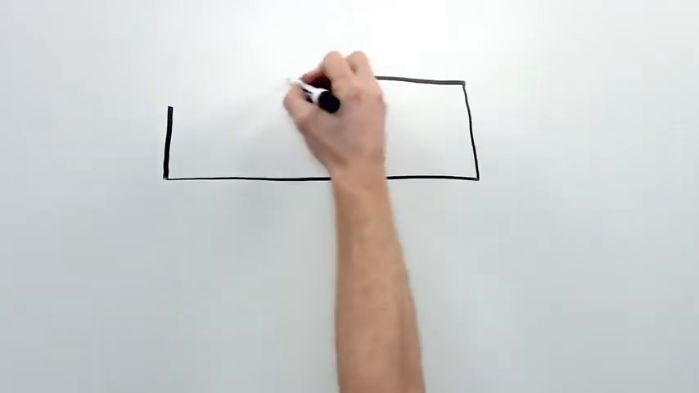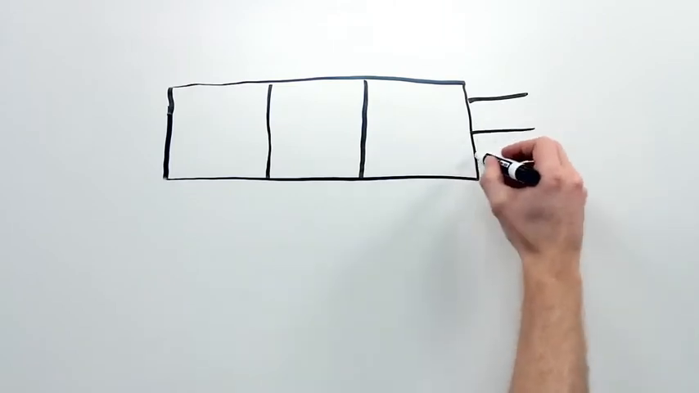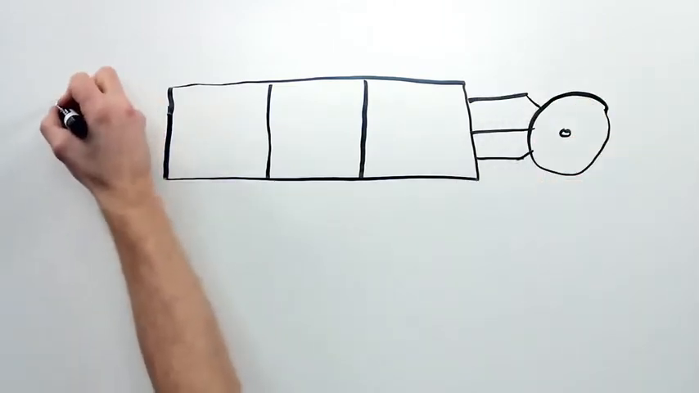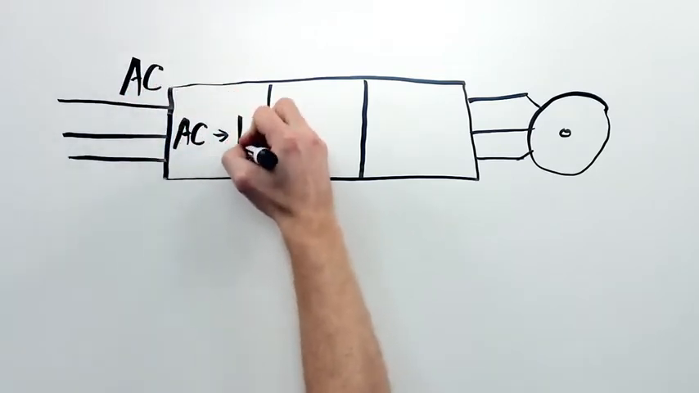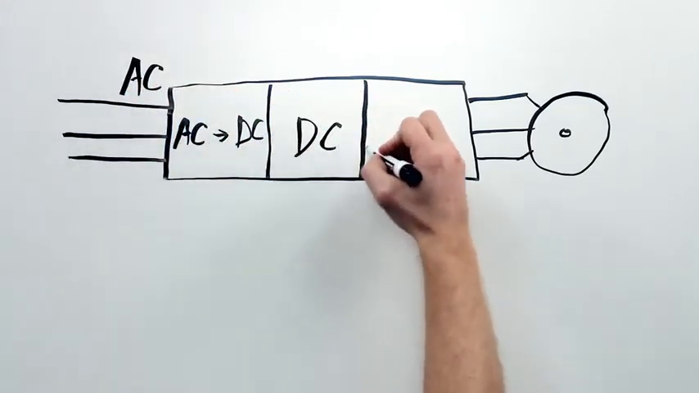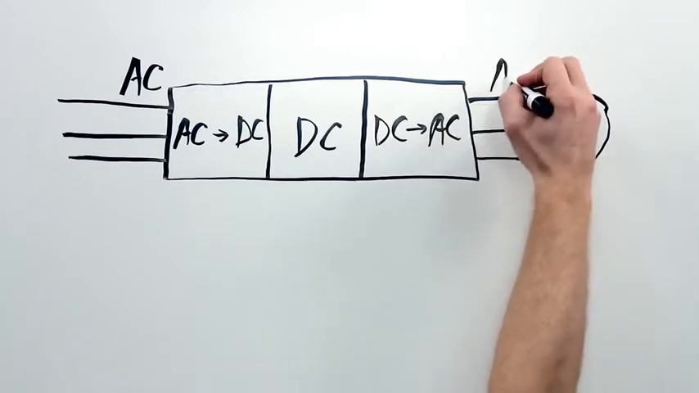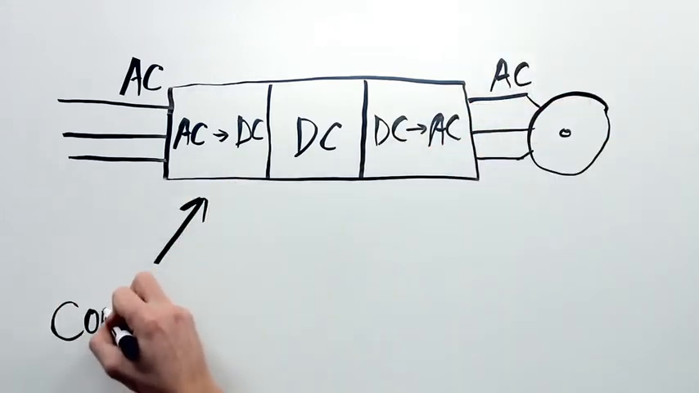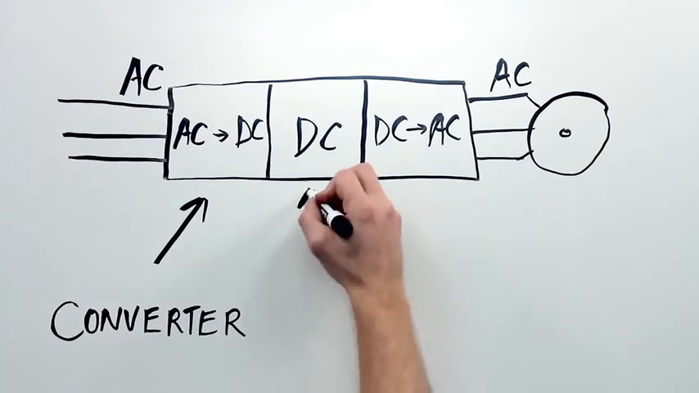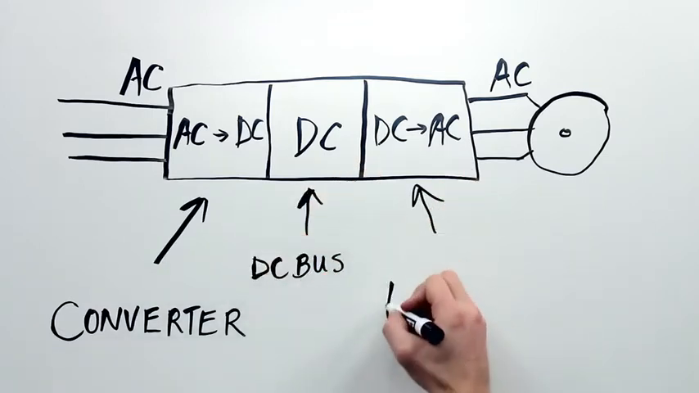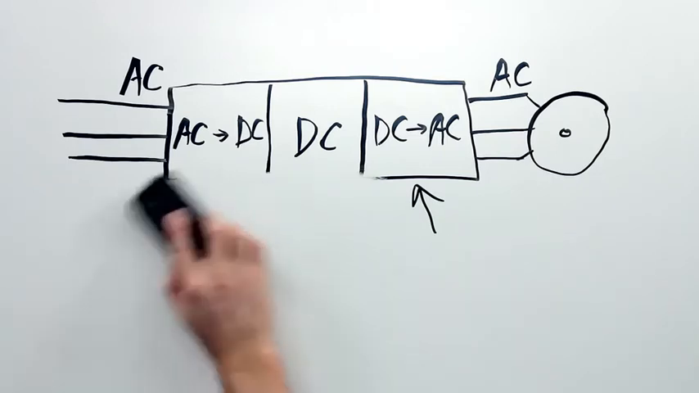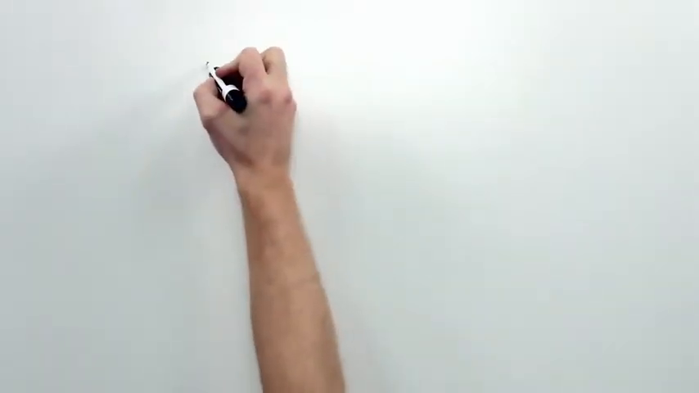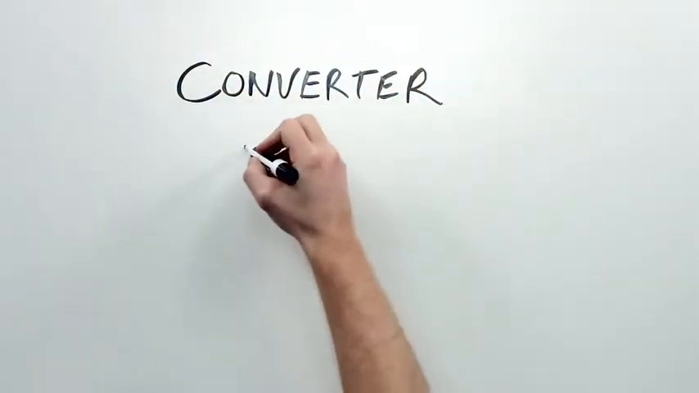Inside of a drive, it can be broken up into three main parts. The AC power from the utility enters the drive and is converted from AC into DC. Then the DC is carried over and converted from DC back into AC. These three parts are called the converter section, the DC bus, and the inverter section. That seems like a lot of work to take AC power, mess around with it, and then spit it back out. So let's figure out why.